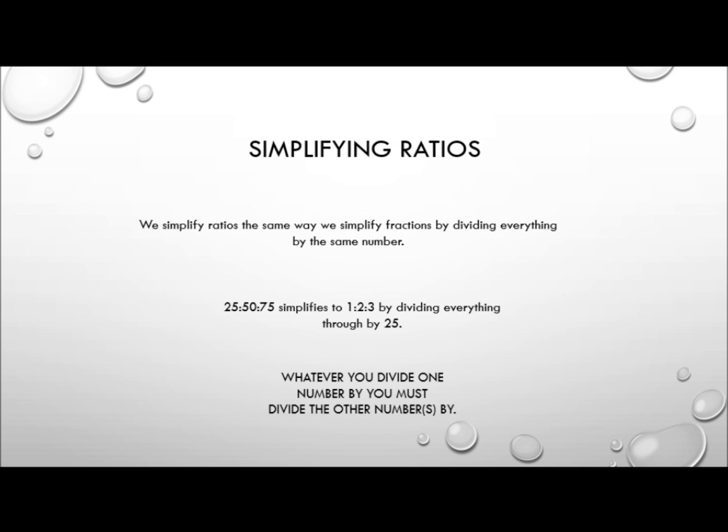We can simplify ratios in pretty much the same way that we simplify fractions, and that is to say divide each of the ratio through by a common number. So if we have a ratio like 25 to 50 to 75, we can divide all three numbers by 25, and that simplifies to 1 to 2 to 3. Just remember, whatever you divide one number by, you must divide all the other numbers by that same number, otherwise that will change the ratio.